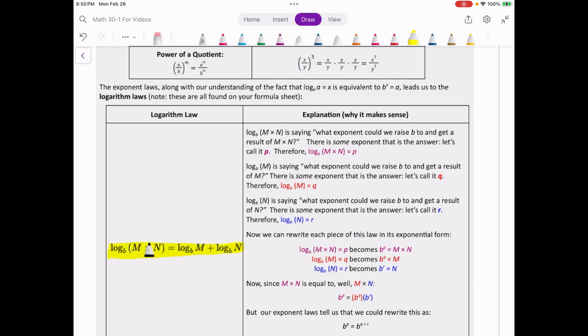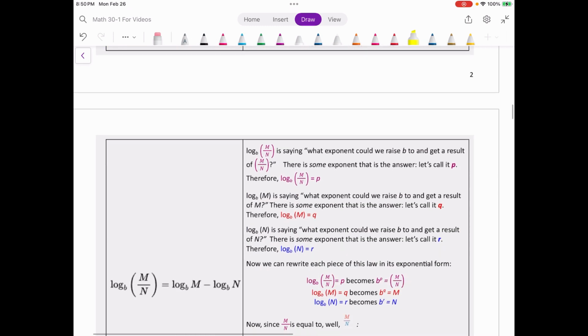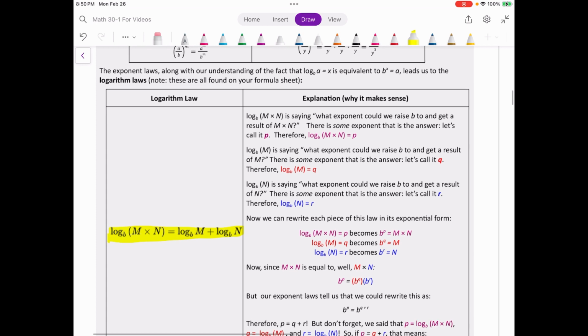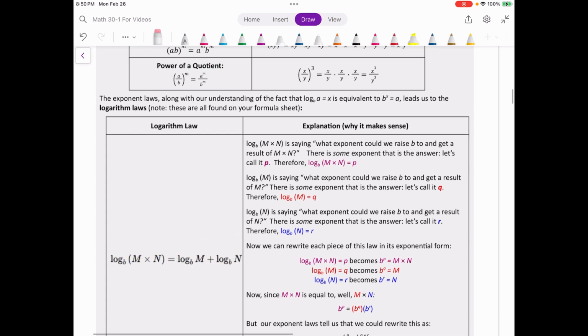But I just wanted to say that right at the top. You are given these on your formula sheet. I don't want you to think you have to come up with this on your own by going through this whole thought process here. Okay, you are given them. But let's go into the explanation of each of these logarithm laws.